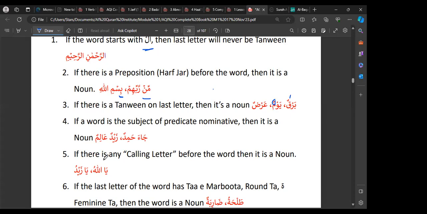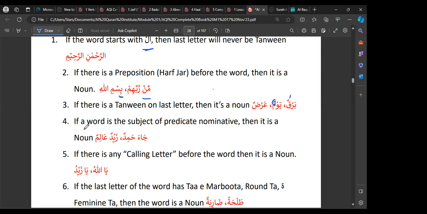Number 4, harf nida, the calling letters. So any word that comes after ya will also be a noun, because you're calling a person. Yeah, or you're calling someone. So Ya Allah, you're calling Allah, or you're calling a person. Ya Zaid, Ya Muhammad, Ya Zak, etc.